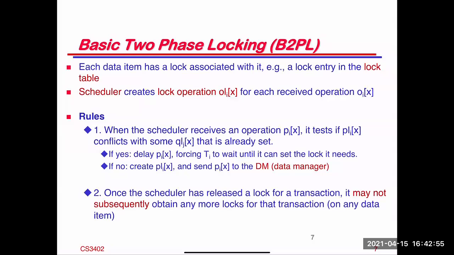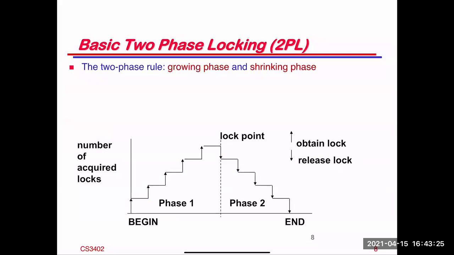The second rule is that once the scheduler has released a lock for a transaction, it may not subsequently obtain any more locks for that transaction on any data item. So you can first start locking the items that you want and start using them. But as soon as you start releasing a single lock, you can no longer acquire any new locks in that same transaction. What other transactions do, of course, is a different story. Visually, we can describe this two-phase locking by a growing phase and a shrinking phase.